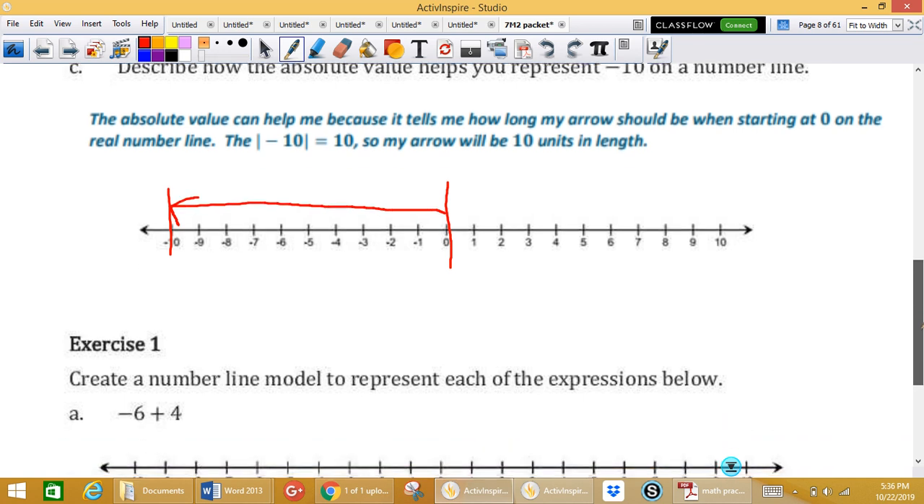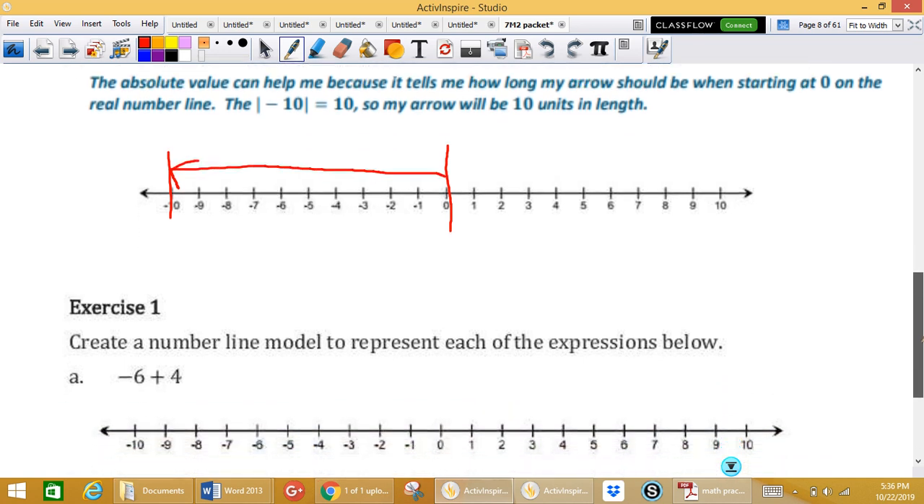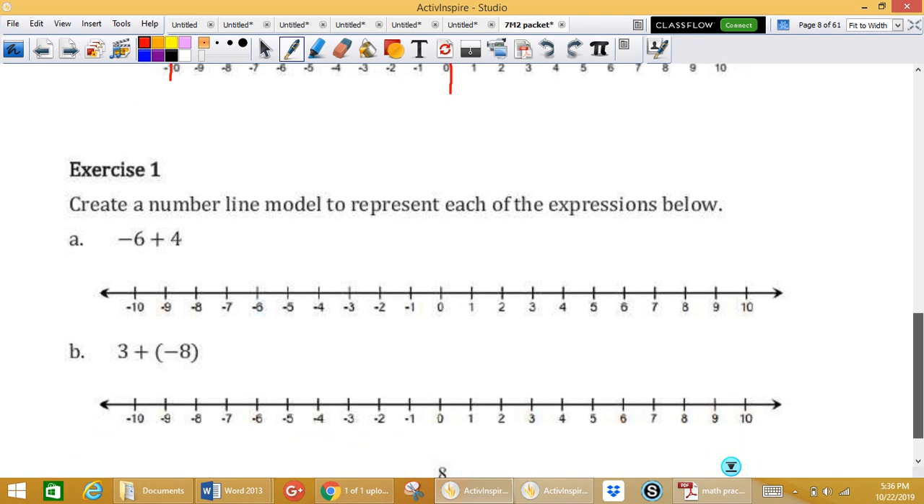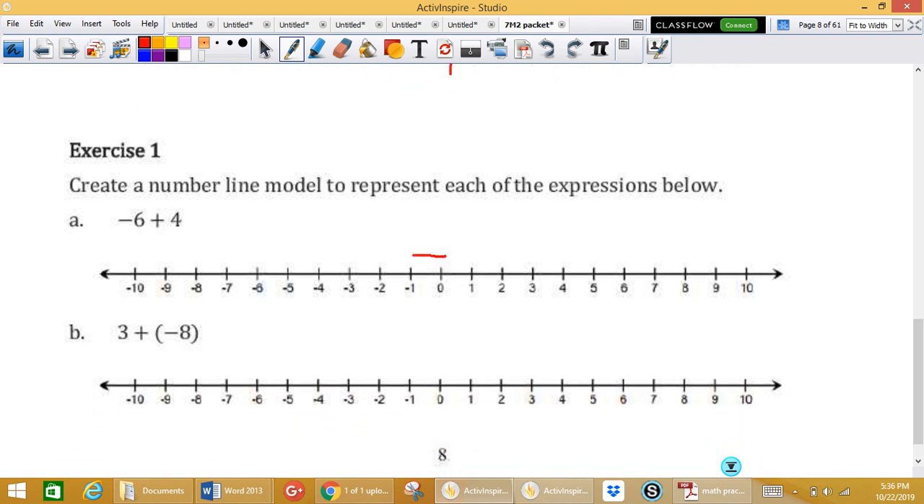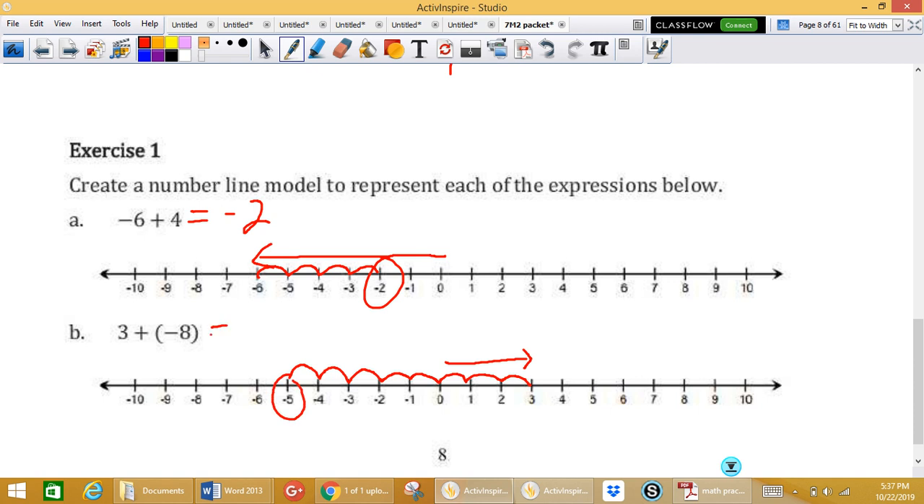Create a number line model to represent each of the expressions below. So negative 6 plus 4, 1, 2, 3, 4, is negative 2. 3 plus negative 8, 1, 2, 3, 4, 5, 6, 7, 8. So the answer is negative 5.